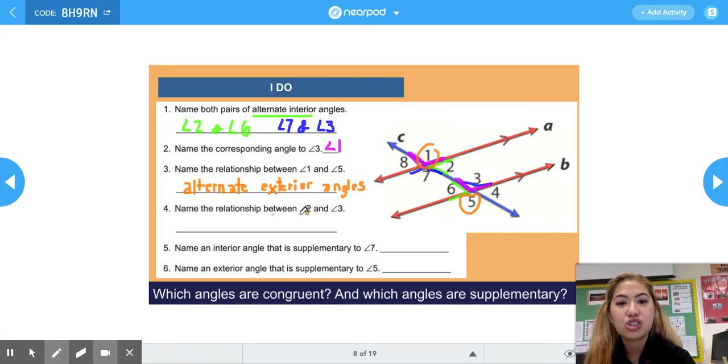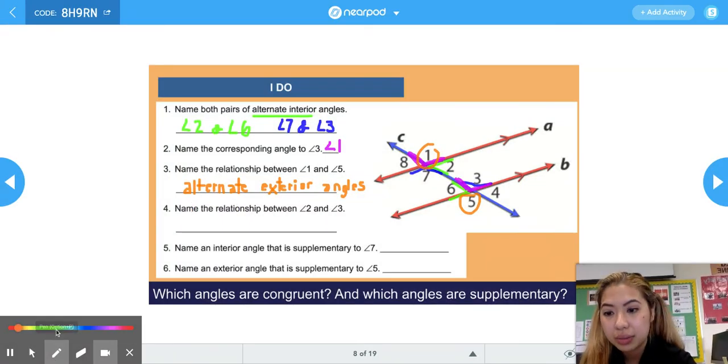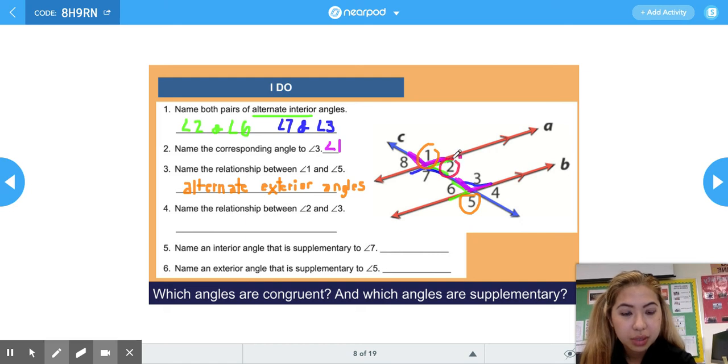And then I have to name the relationship between angle 2 and angle 3. And so I can see that they're on the same side of this transversal. So it's same side and they're interior angles.